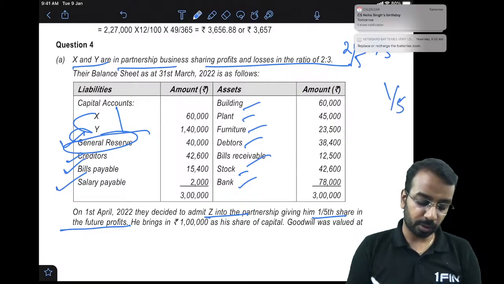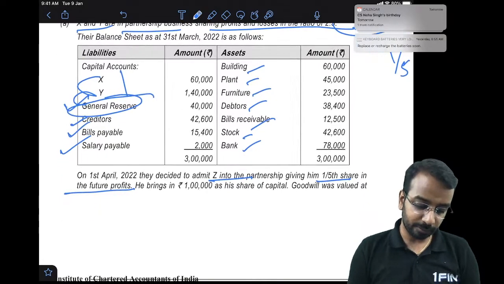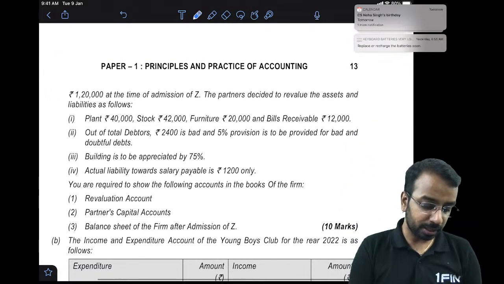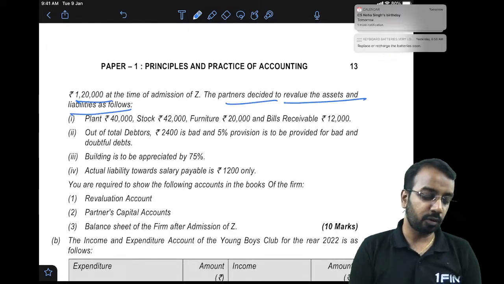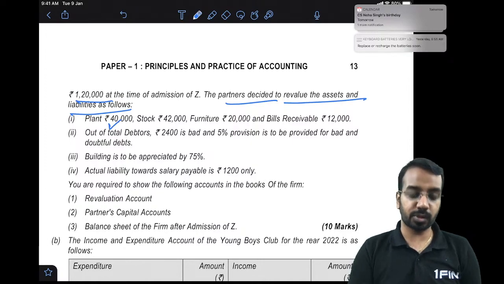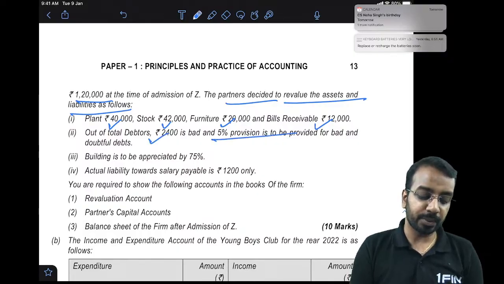Now he gets 1/5. They have not told what will happen to these shares. That is what we need to calculate. Goodwill was valued at 1,20,000. The partners decided to revalue the assets and liabilities as follows: plant 240,000, stock 242,000, furniture, bills receivable. 2,400 is bad debt, and 5% is to be provided.